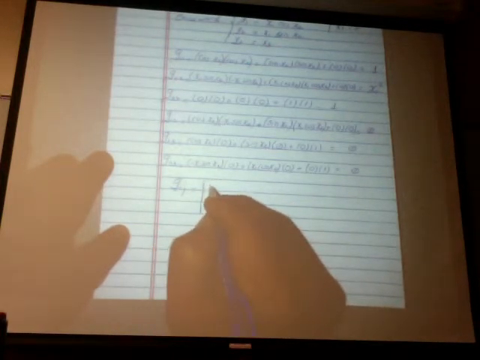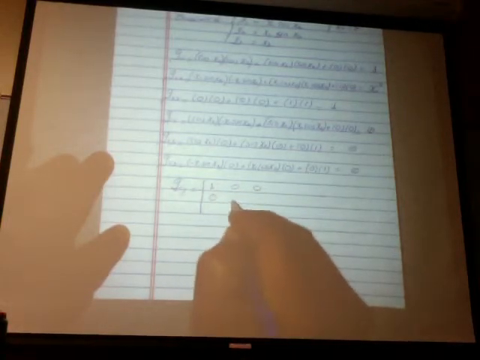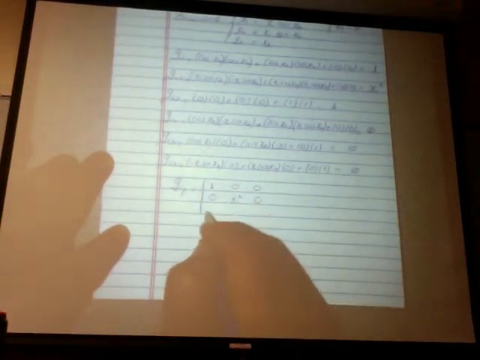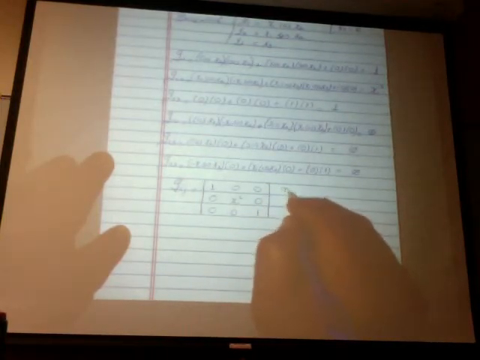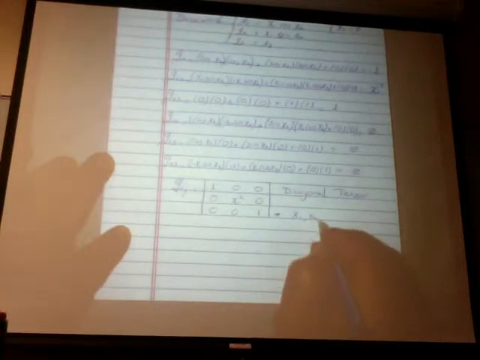So as you can see, this tensor Gij looks like 1, 0, 0, 0, x1 squared, 0, 0, 0, 1. So this is a diagonal tensor. Therefore, x1, x2, x3 is orthogonal.